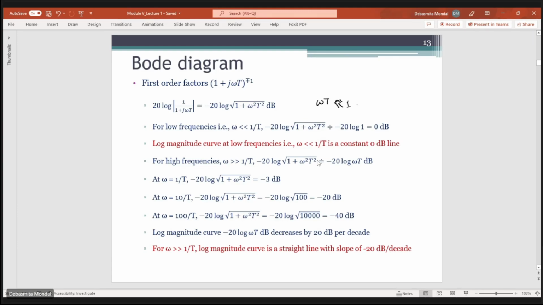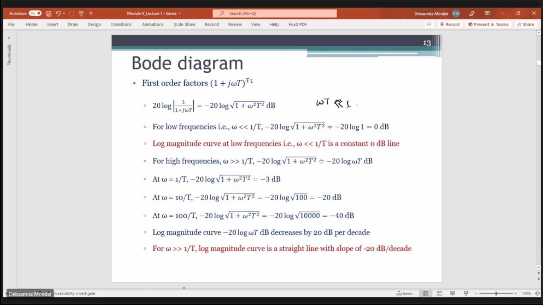Okay, and when omega is greater than 1 by T, that means at higher frequencies, we can ignore the term 1 and we end up with this being approximated as minus 20 log of omega T. So square root of omega square T square, so it will be minus 20 log of omega T dB, right?